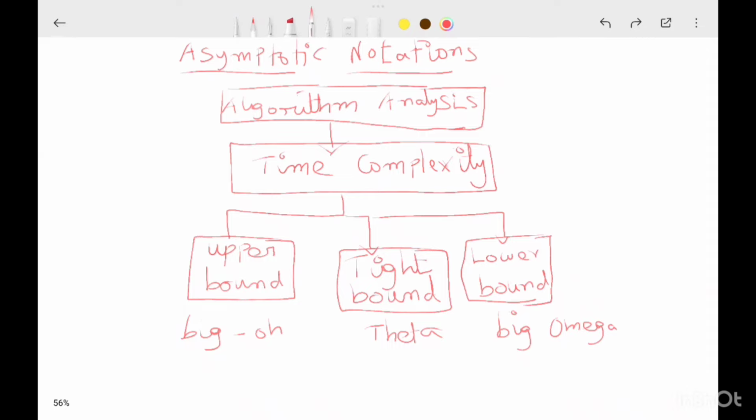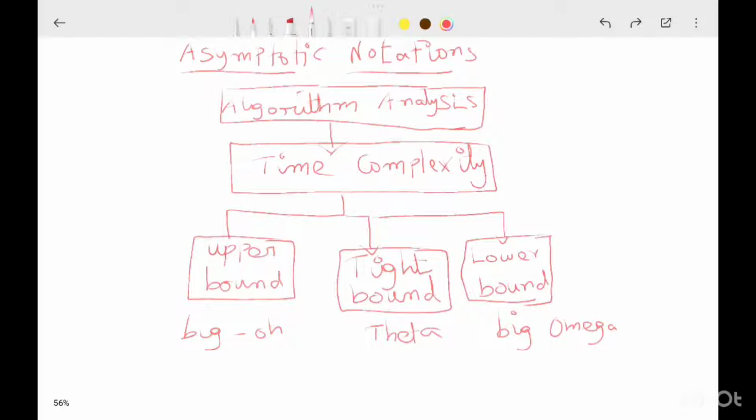In this video, we will discuss asymptotic notations. These asymptotic notations are used to represent the time complexity of an algorithm. They are used in algorithm analysis. An algorithm can be analyzed in two ways: with respect to time and with respect to space.